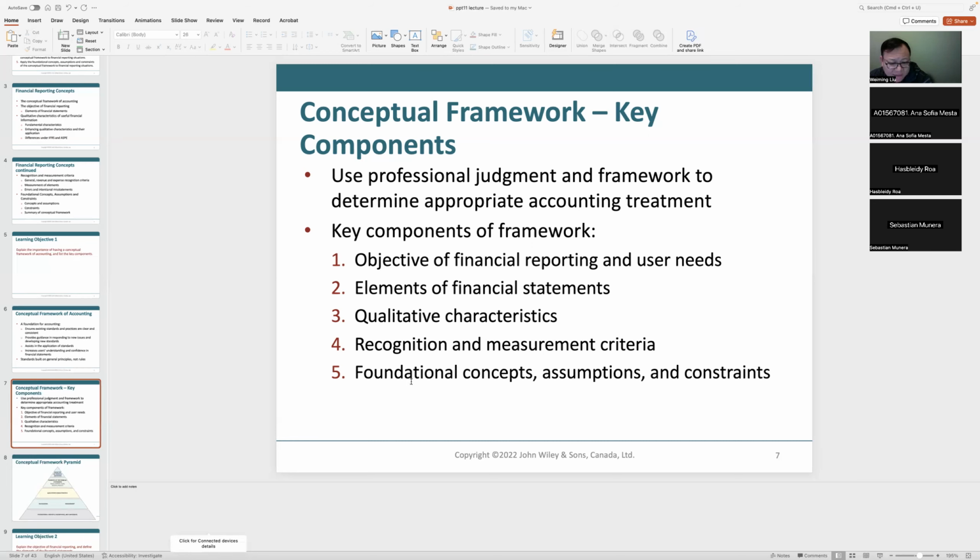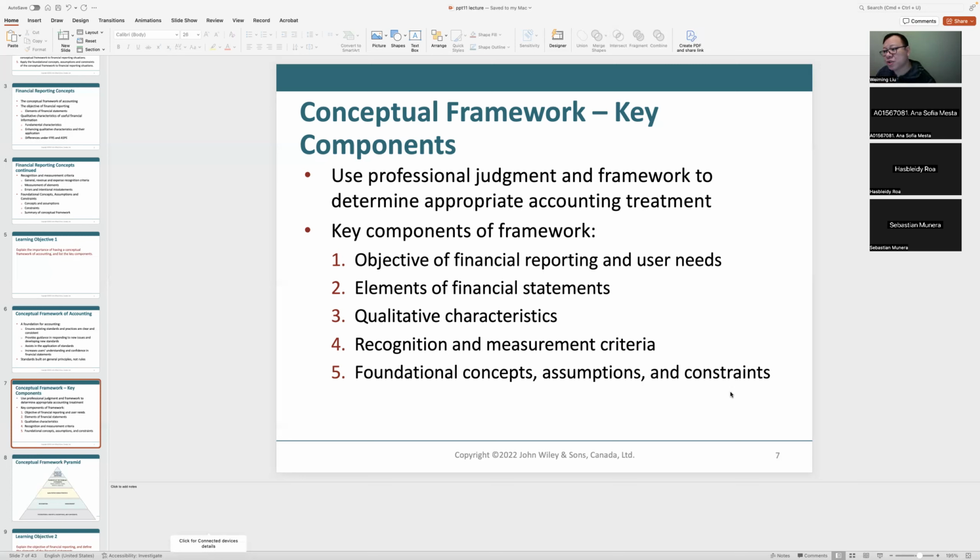The last is the foundational concepts, assumptions, and the constraints. The one assumption would be the business will keep going. So that's the assumption. You present the financial information to the users with the assumption that the business will keep going. The business is not going to go bankrupt. If you know the business is going to go bankrupt, then the way you present this information will be different.